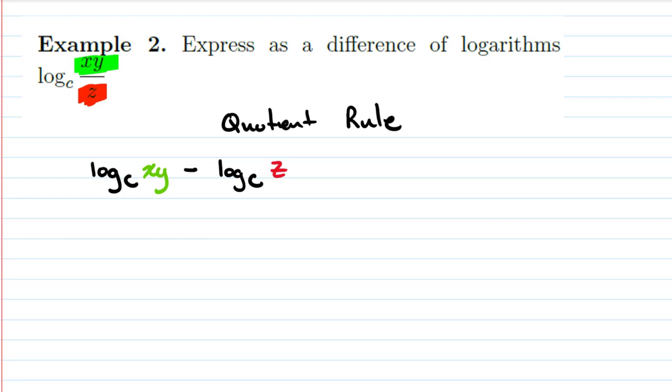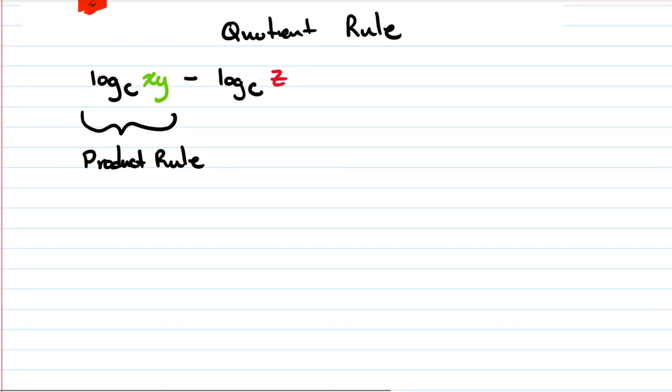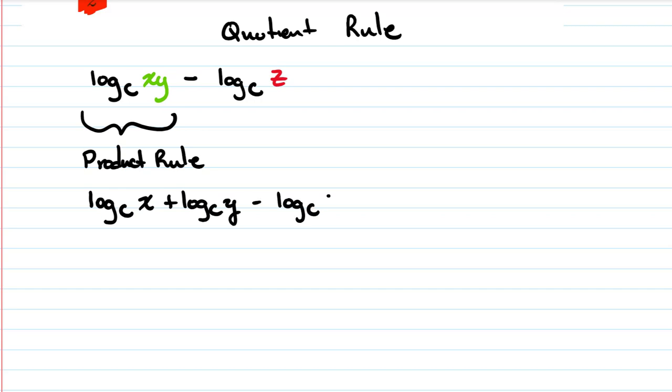And after using our quotient rule on this first term, we're going to need to use our product rule. Similar to what we did in the previous example, then, we're going to get a logarithm base c of x plus a logarithm base c of y minus a logarithm base c of z.